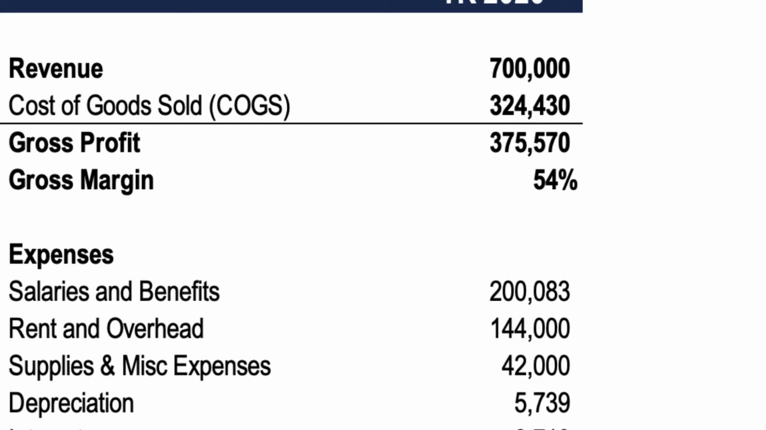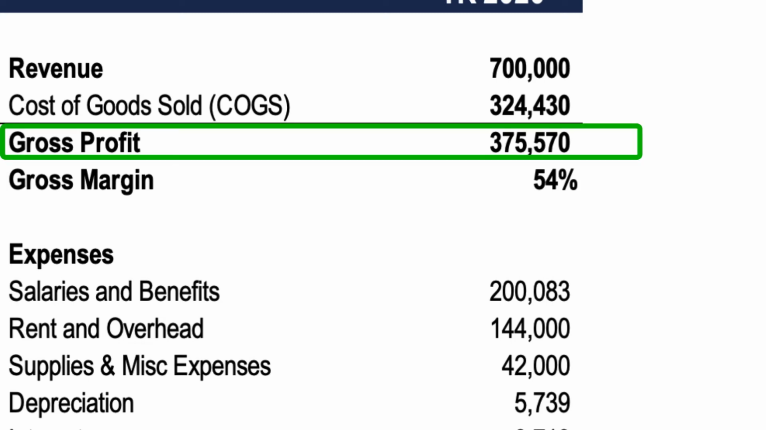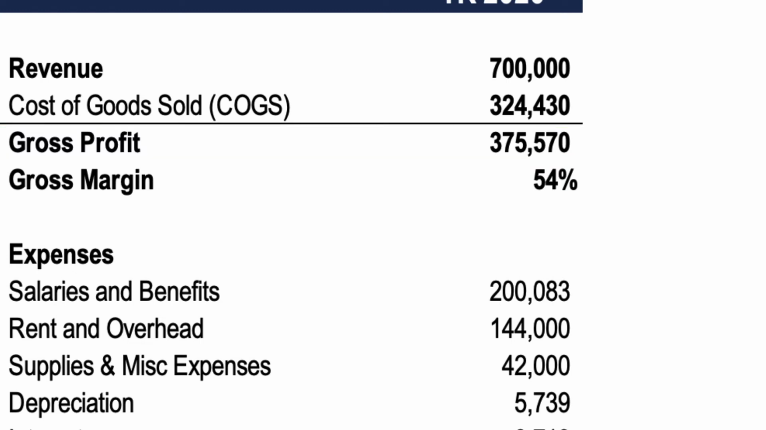The difference between what you paid for the goods and services and what you sold it for is your gross profit. In our example, the gross profit is $375,570. This is the amount of money left over so that you can pay for all the other expenses that show up on this report.